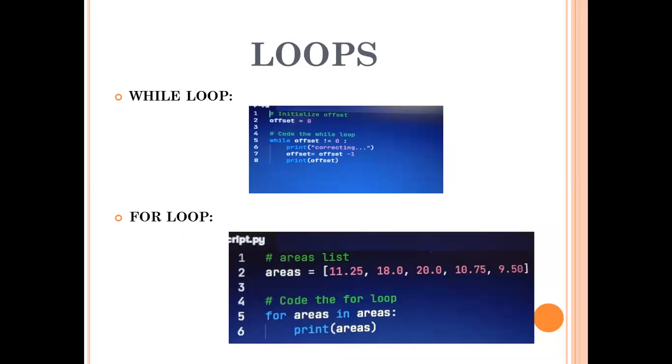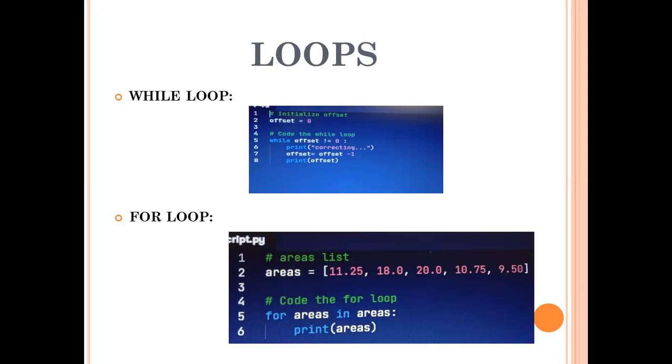Talking about different loops in which we can set our data frames. Talking about the while loop. For example, I have a variable offset whose value is 8. Now I want to code my while loop. Basically, this coding would be given in the syntax. For example, I want a while loop in which offset is not equal to 0. Then I want to print a statement called correcting. Then I want to set the offset to offset minus 1. And then I want to print the final version of my offset variable. That was about the while loop.